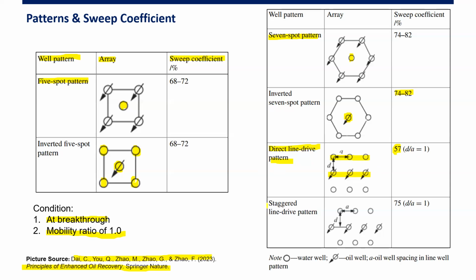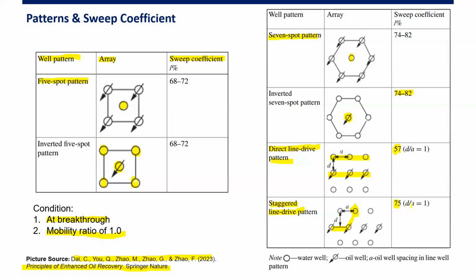And lastly, staggered line drive. You have still parallel, but it's not perfect because now if you have, for example, a producer there, you don't have an injector at the perpendicular side of the producer. You will create some angle there, but somehow with this arrangement, you can get greater sweep efficiency compared to direct line drive. Here you can get, at this ideal condition, 75%, but still you need to know that D divided by A should be 1.